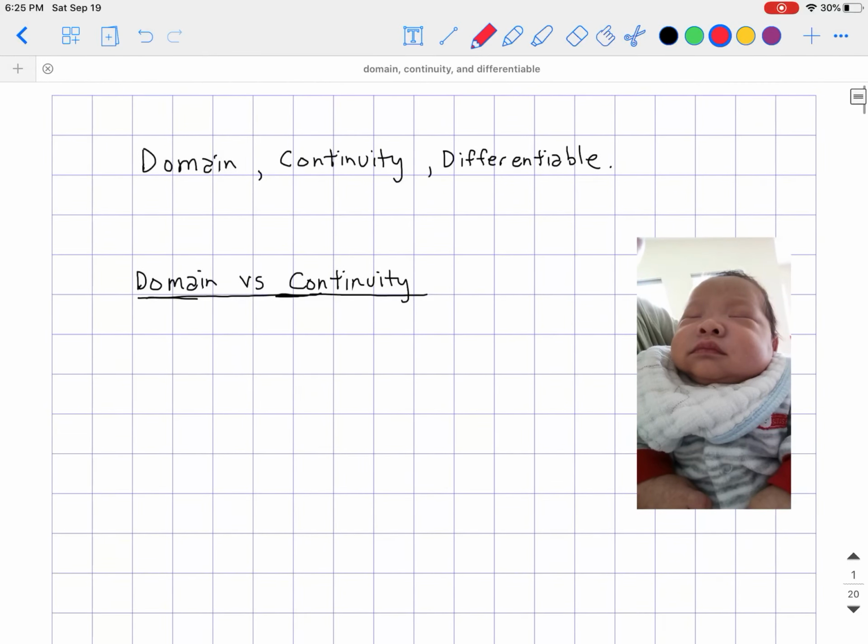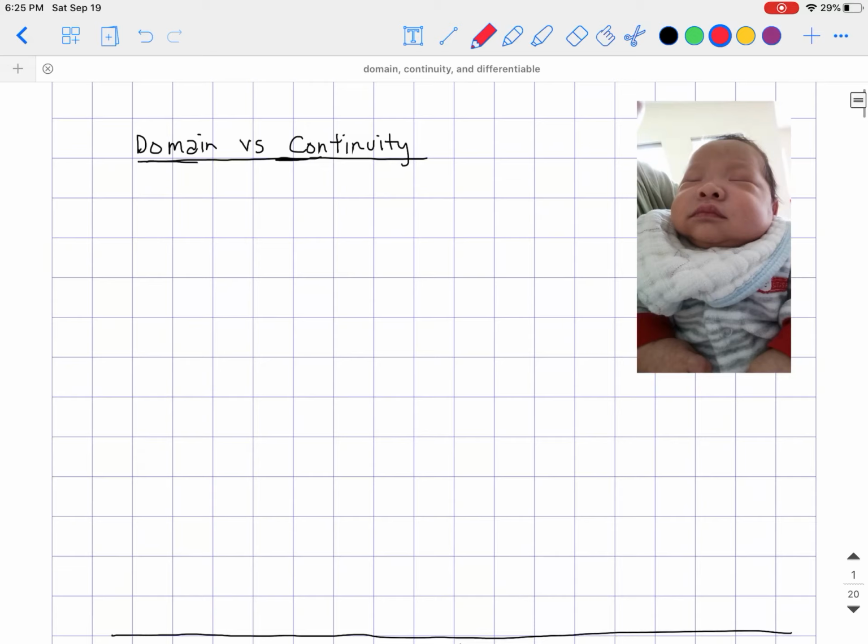So here it is. The first part I want to talk about is domain versus continuity. Does one imply the other? Meaning that if you have a function over a certain domain, does it mean that it is continuous over that certain domain? Well, the best example that I can give you is the following.